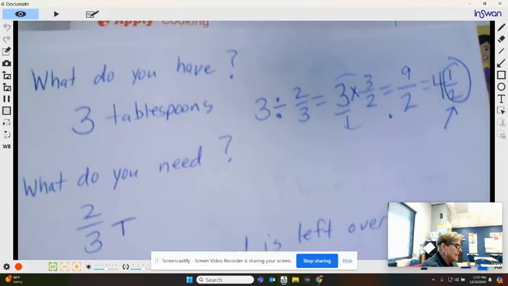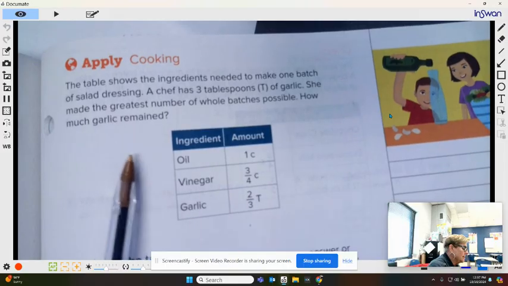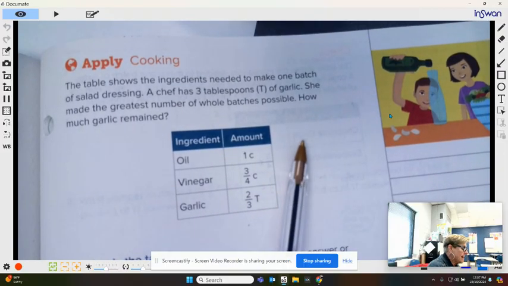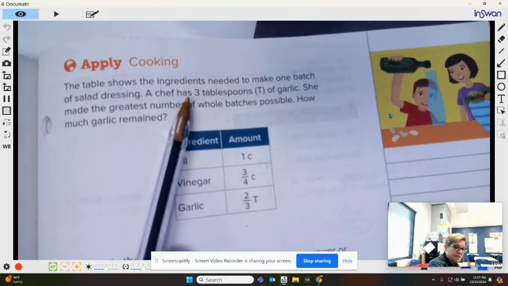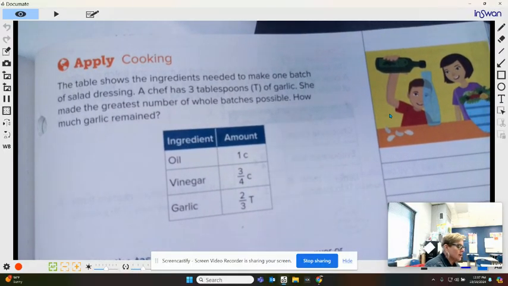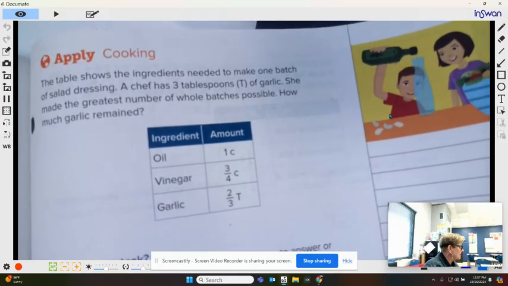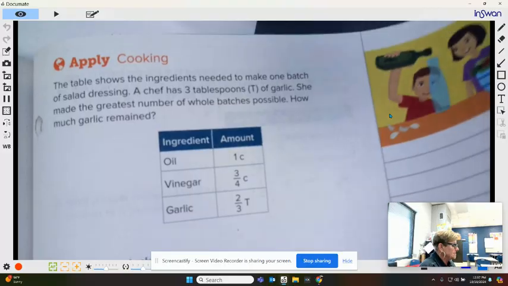So when you look at that and you read it, they're going to try to throw you off with your thinking. And when you get the answer of 4.5, the 4.5 is how many times the 2/3 will go into the 3 tablespoons. But it's asking you how much garlic is left over or how much remains. So that's how much of what you need to make one recipe is left over.